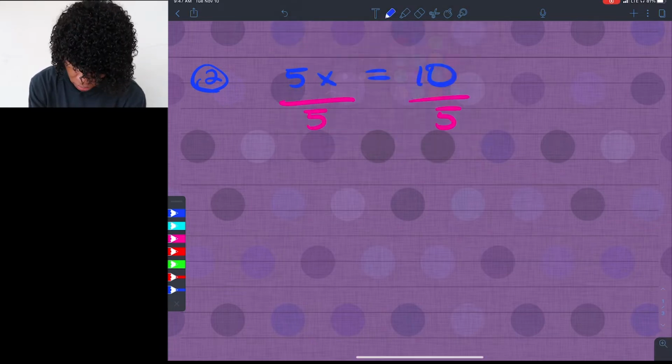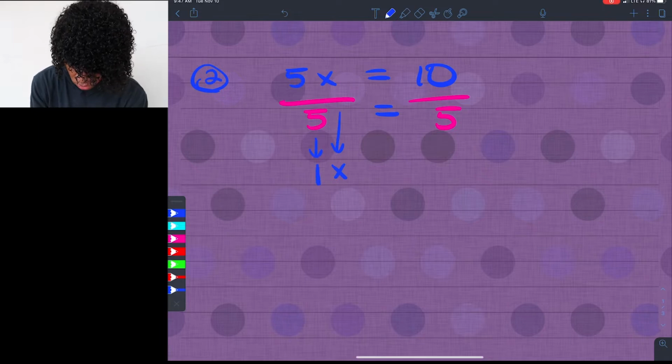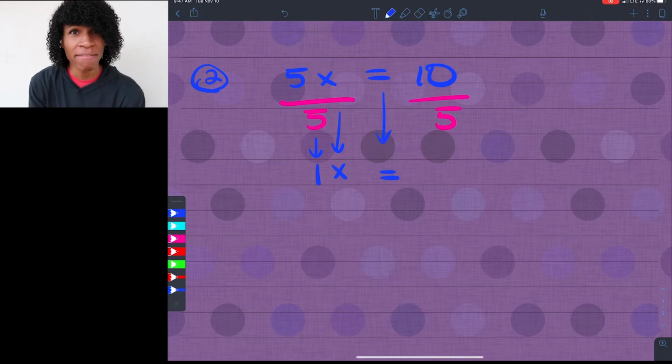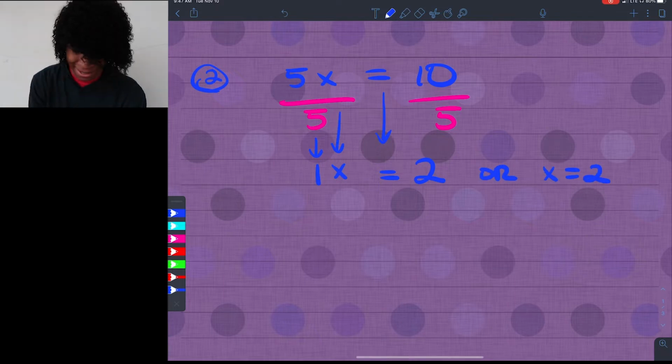Let's go ahead and bring down our equal sign first. 5 divided by 5. And remember, I'm just gonna go ahead and bring down the x. 5 divided by 5 is 1, okay? Bring down your equal sign. I think I sort of did that here, didn't mean to, sorry. And then 10 divided by 5 is 2. 1x equals 2.